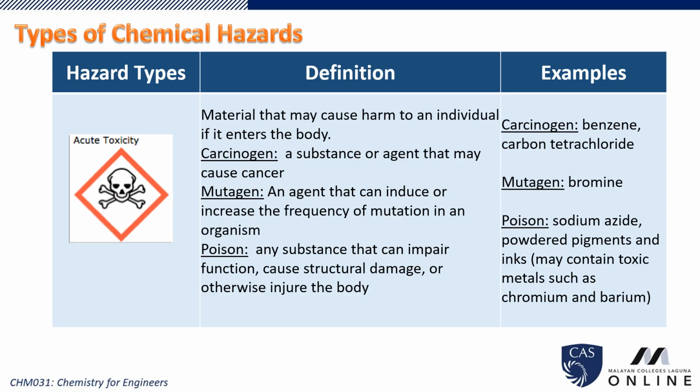Next, we have poison, which are any substance that can impair function, cause structural damage, or otherwise injure the body. Examples of which are sodium azide, powdered pigments, and inks, which may contain toxic metals such as chromium and barium.